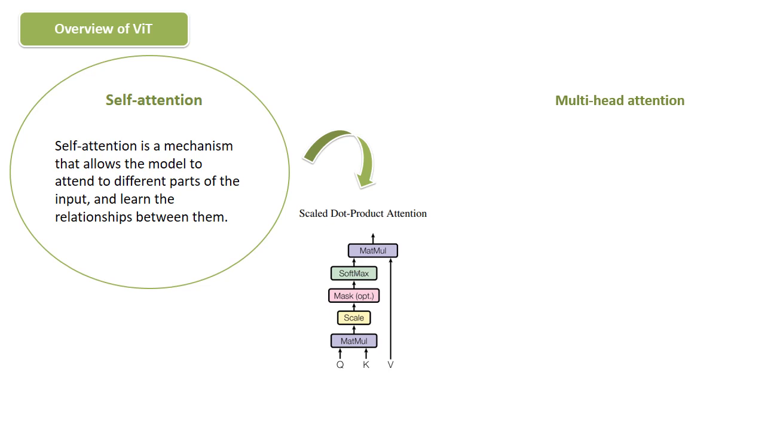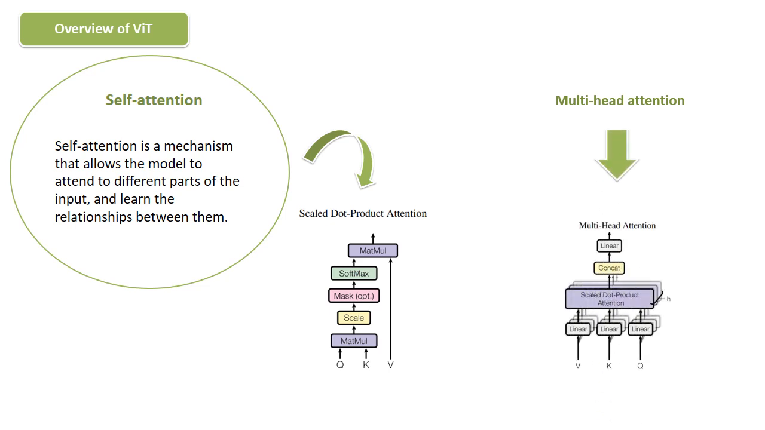So self-attention involves three key components: queries, keys, and values. For each token in the sequence, self-attention calculates its representation by attending to other tokens in the sequence based on their relevance or importance. Multi-head attention, of course, consists of several attention layers running in parallel.